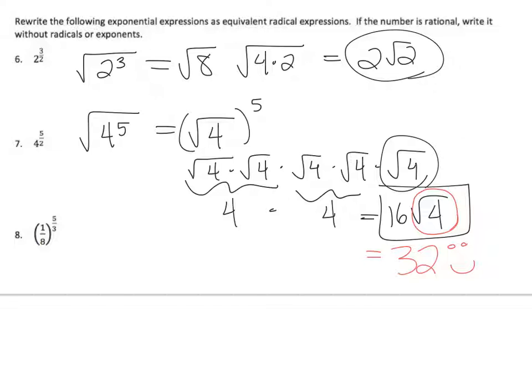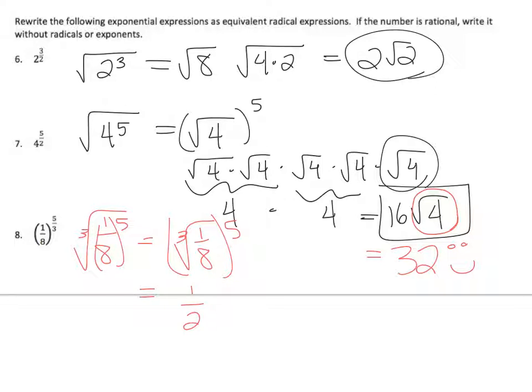So now we have the third root of 1/8 to the 5th power, which really gives us the third root of 1/8, the whole thing to the 5th power, which is easier to calculate because the third root of 1/8 is 1/2. Raise that to the 5th power, and I get 1 over 32.